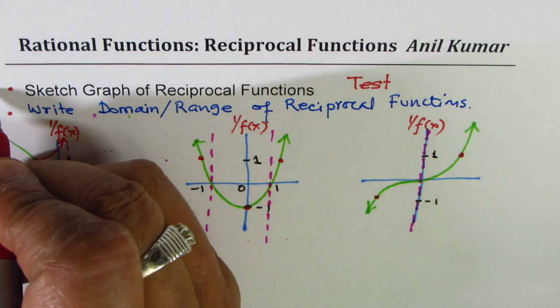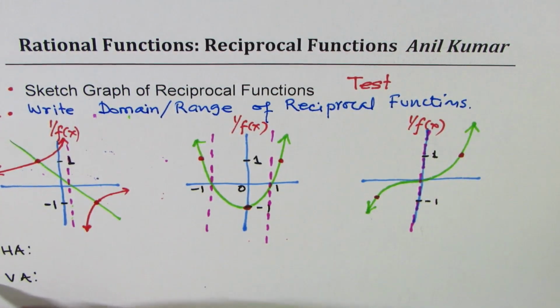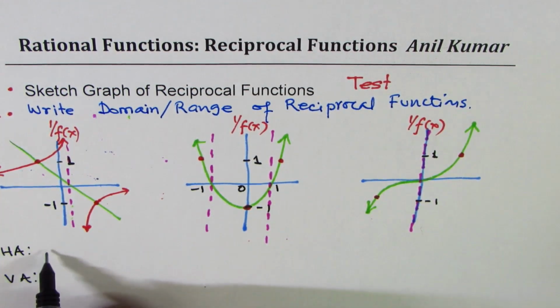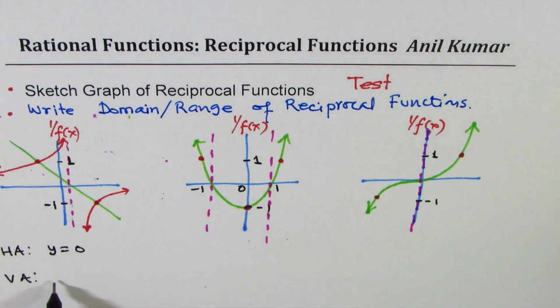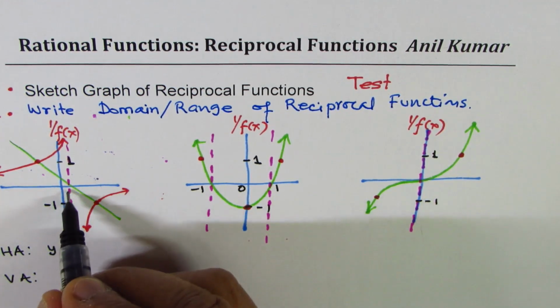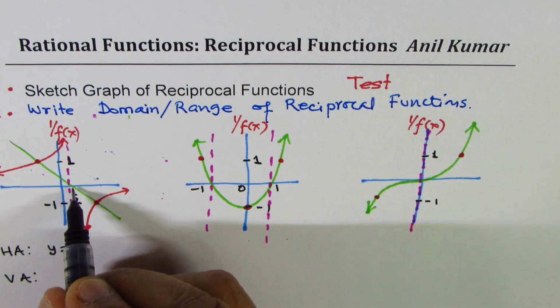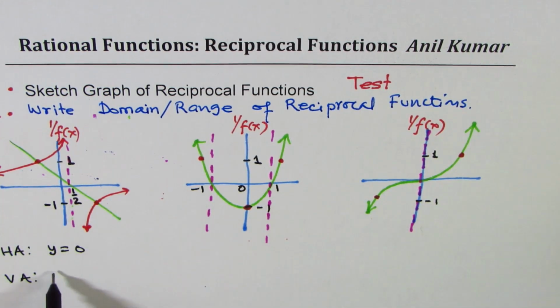So we have question 1, 2, 3, and 4. For the first one, the horizontal asymptote is y equals 0. The vertical asymptote is at, let me call this point, let's say, half. Is it okay? Okay, so the vertical asymptote is at x equals half.